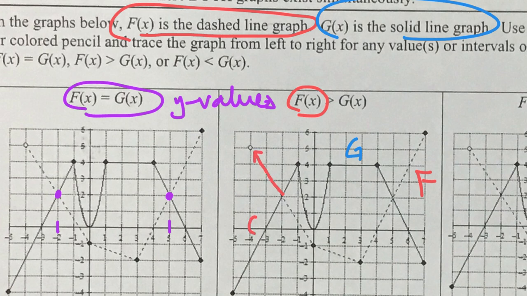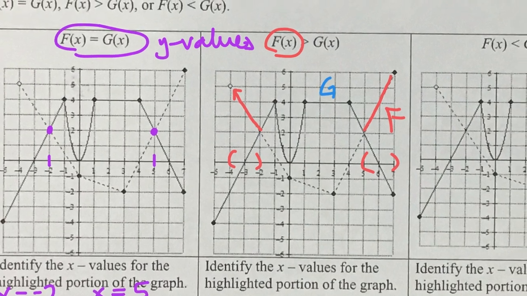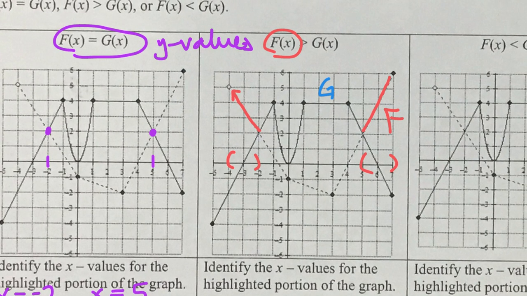Okay, so here we have some parentheses. We're always using these parentheses, and then 5, 2, 7. So we have two intervals where the f graph is above the g graph, or f of x, the y values from f, are greater than the y values from g. Since we have two separate intervals but only one answer, we combine these intervals with this U, which stands for union of these two intervals.